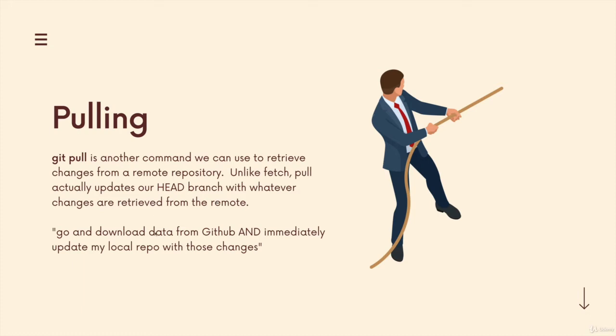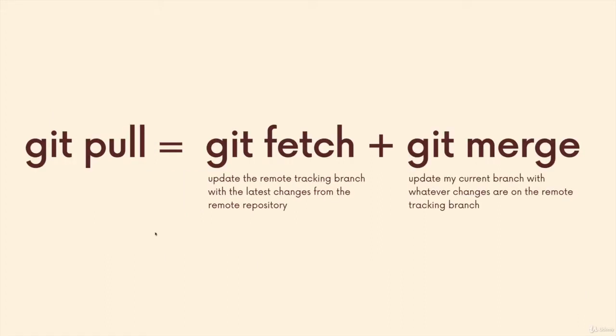So think of it as, okay, Git, go and download the latest commits from GitHub and immediately update my working directory with those changes. You can kind of think of it as a git fetch plus a git merge. Fetch in the sense that we are updating the remote tracking branch with the latest changes from some remote. So go and get the latest changes from origin master or origin main or origin food. But the second step is take those changes from the remote tracking branch and merge them in, or update my current branch that I'm on with those new changes.